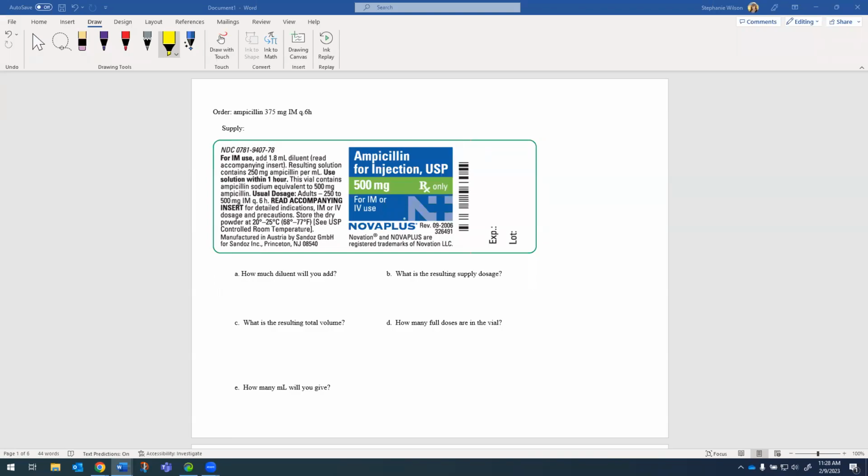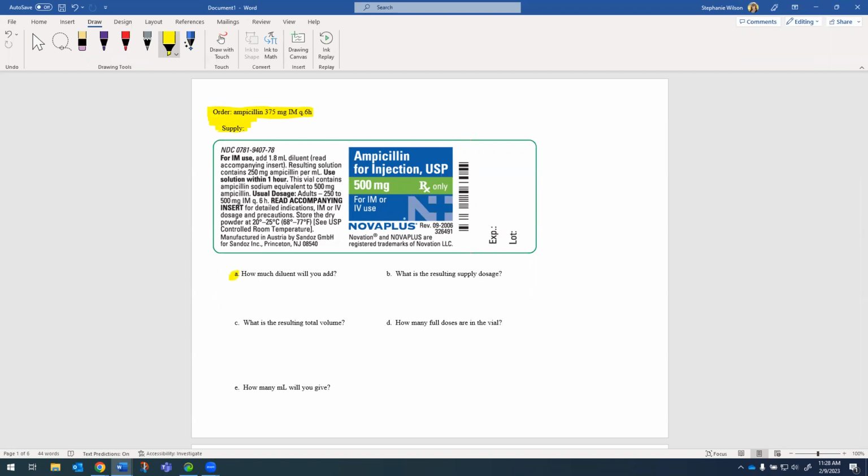Reconstitution of Solutions. Here is an example. We have this order here. It says we're going to administer 375 milligrams intramuscular every 6 hours. We have the supply you go get from the supply closet or the pharmacy, wherever it is, of that for this particular order. Question A says, how much will we dilute it with?